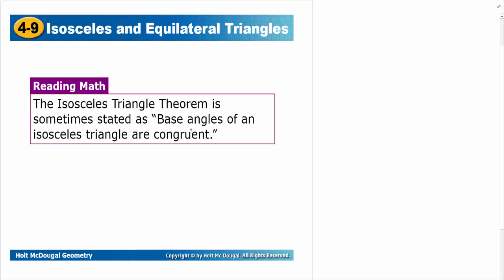There's just another name for it. You don't need to name it that. I always call it the isosceles triangle theorem. Sometimes people call it base angles of an isosceles triangle are congruent. You can just call it what it is.